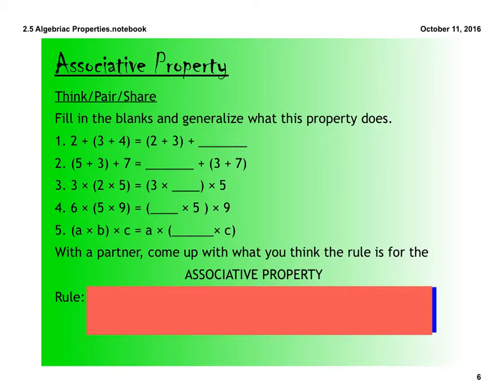I want you to pause the video again and once more try to fill in these blanks and decide what's missing. Again, the thing that was missing is the number or letter that was missing from the left-hand side. And these are all examples of the associative property. And once again, pause and try to decide what's happening, what's being done from left side to right side that's keeping everything equivalent.